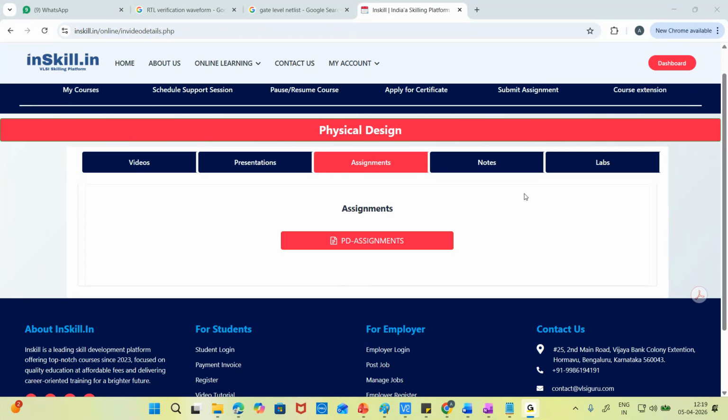In this course, in total how many projects are we doing? We will be doing two projects. One is at block level and another is at chip level.